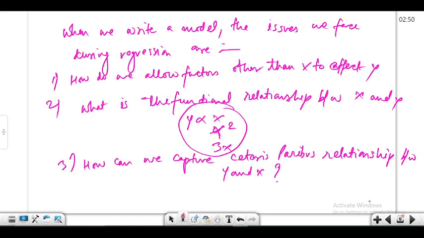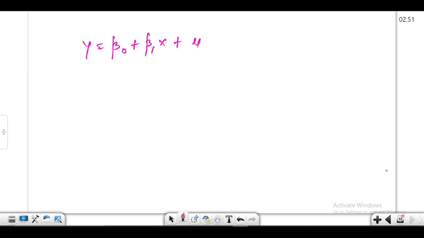So let me write the model again. Y is equal to beta naught plus beta 1x plus u. Okay, so the first question that comes is the question of how do we allow factors other than x to affect y. So that is allowed by adding this term here, the new term. So this allows us to capture the effect of other factors.